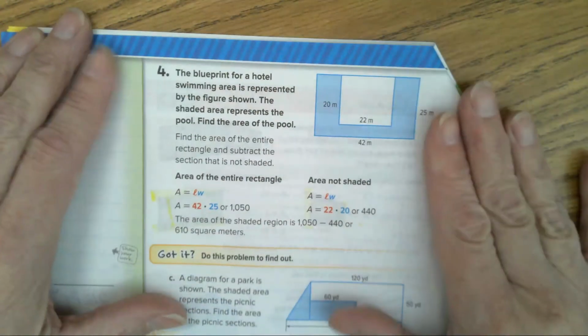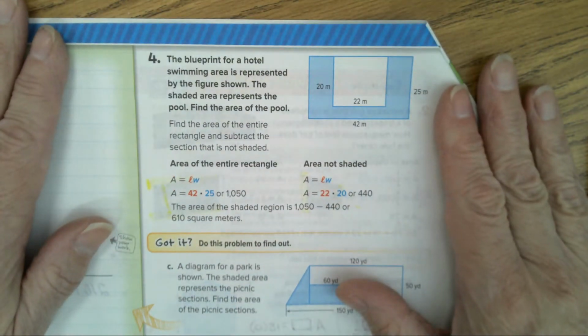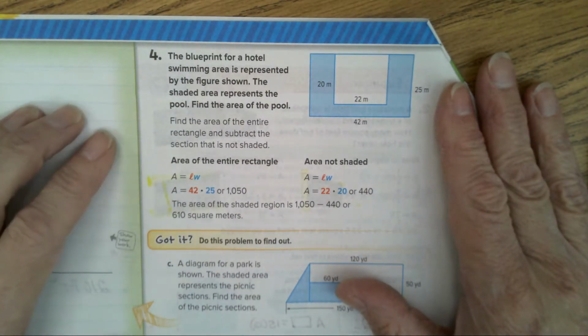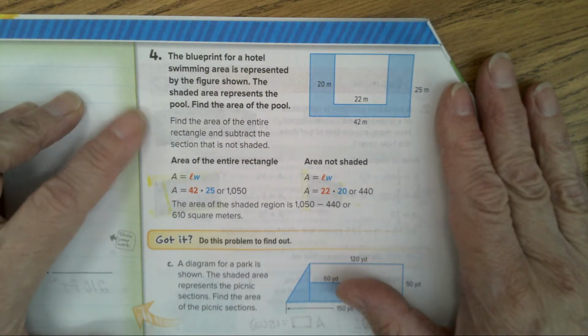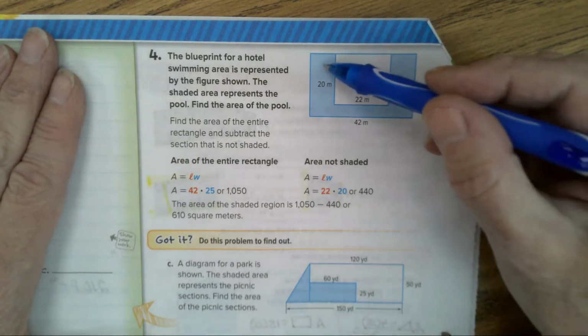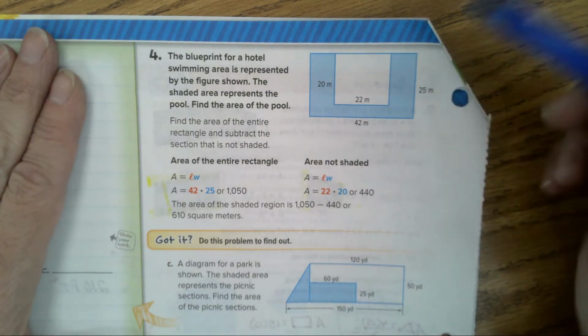The blueprint for a hotel swimming area is represented by the figure shown. The shaded area represents the pool. Find the area of the pool. Okay, the shaded area is this part right here, the blue part.